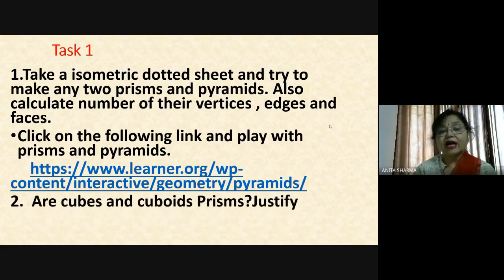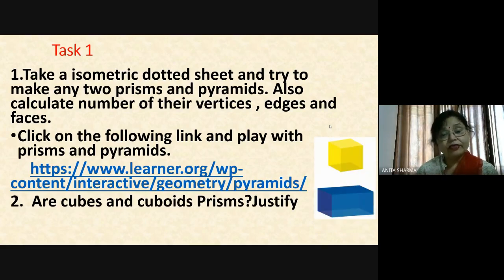Now there is a task: are cubes and cuboids prisms? Justify. Here is a cube and here is a cuboid. If you are saying yes, then give the reason. You should know how to attempt subjective questions also.